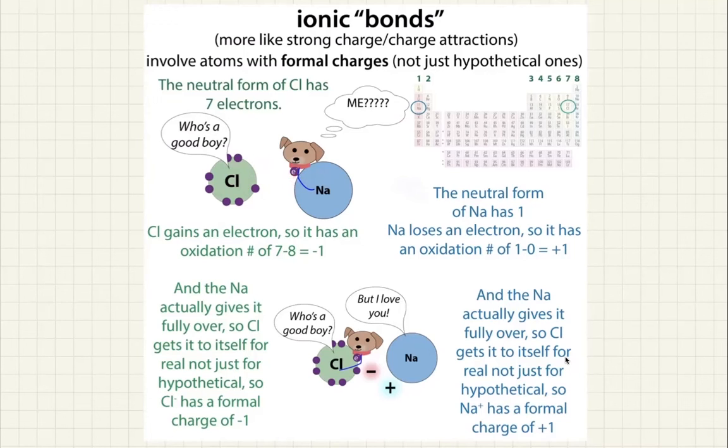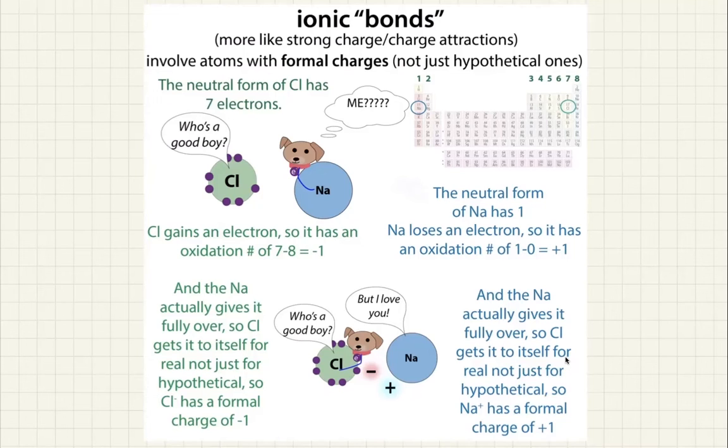These are not just the hypothetical charges. When we're calculating those hypothetical charges of oxidation states, we're basically trying to say, okay, if the bond was ionic, what would it be? So if they really were to split apart, what would they be? And here we're saying, yeah, they really are splitting apart. So when you have an ionic bond, this is going to involve atoms with formal charges, not just hypothetical ones. And so we're going to see that our formal charge is also going to be equal to our oxidation number.